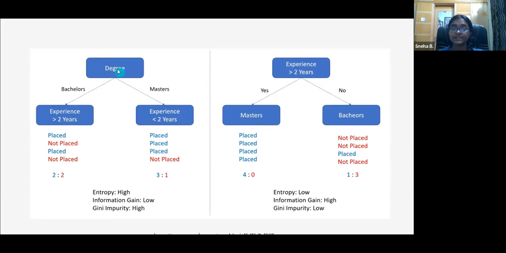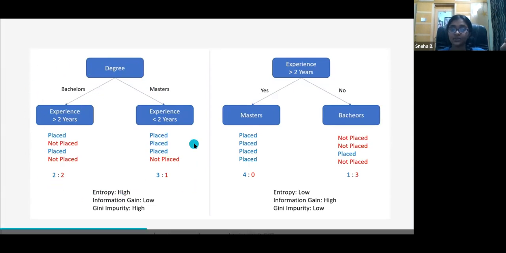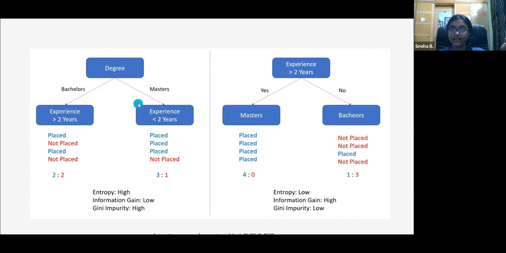So let's say a person has a bachelor's degree and greater than 2 years of experience. That's the data point. You want to find out if that person will be placed or not, if that person will get a job or not. Does this decision tree do a good job in categorizing that? It does not, because you don't exactly know whether they will be placed or not placed.